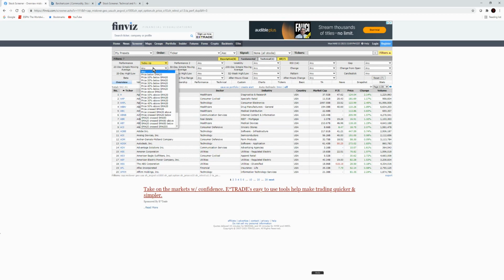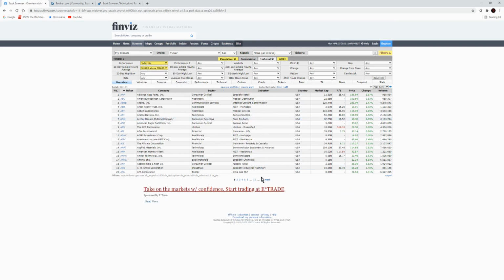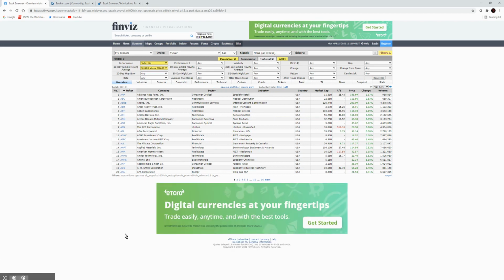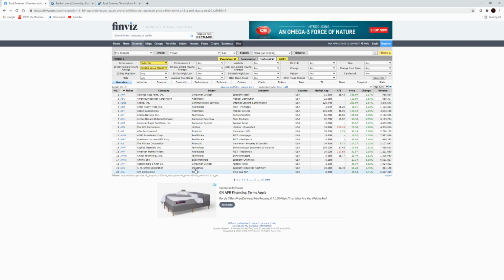If you want to have it something that's been moving lately, you're going to want the 20 SMA above the 50 SMA. So price above, there it is. Now we're down to 16 pages. So now that we have 16 pages of stocks, we want to start refining it down to 1 or 2 pages. So we could say up today, we can basically make this plus 5%, plus 10% if we wanted.